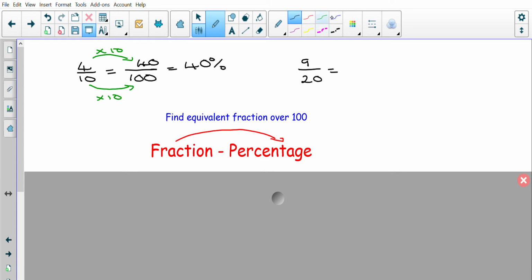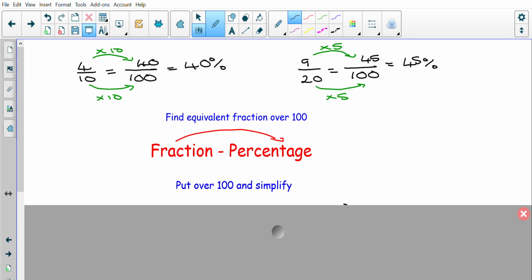If we had 9 out of 20, if you remember, again, we want to get it out of 100. And we've talked about before, it's very useful to know that 20 multiplied by 5 is 100, so multiply the denominator by 5. That means we need to multiply the numerator by 5. 9 times 5 is 45, so that gives me 45%. So that's going from a fraction to a percentage. Find an equivalent fraction over 100.